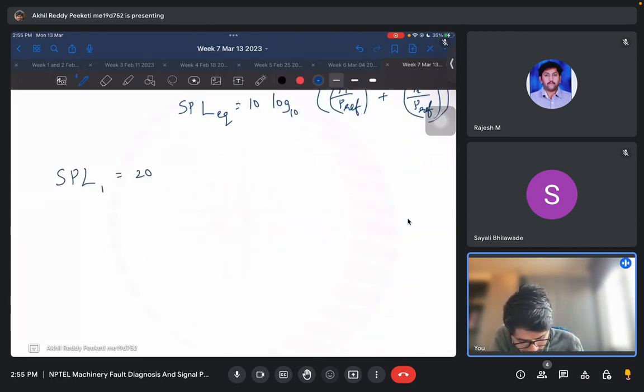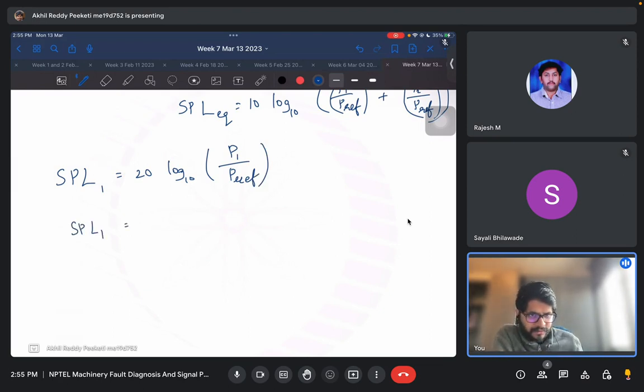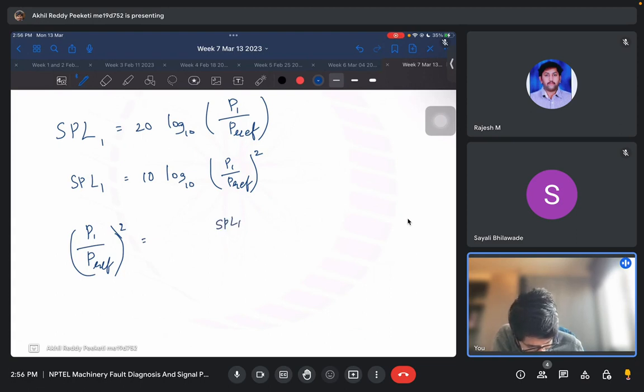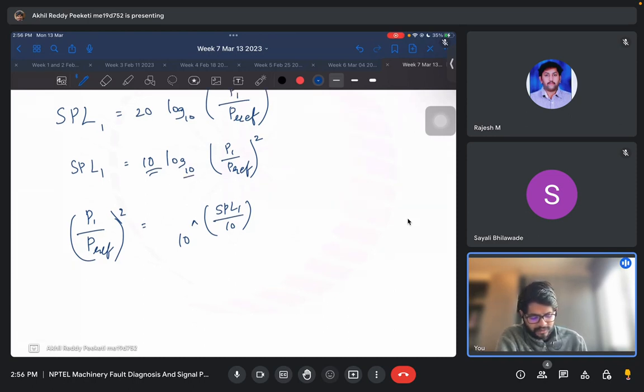SPL is equal to 20 log 10 P1 by Pref. So here also let's take the 2 inside the log, then this would become 10 log 10 P1 by Pref whole square. Now P1 by Pref whole square can be equated to 10 power SPL1 by 10, right? So I took the 10 to the left hand side and then the log also, so it becomes 10 power SPL by 10.